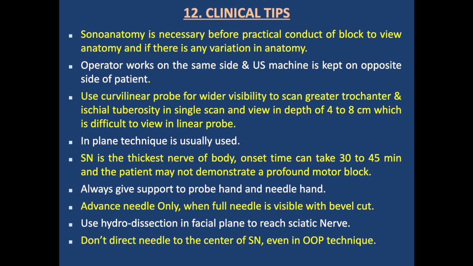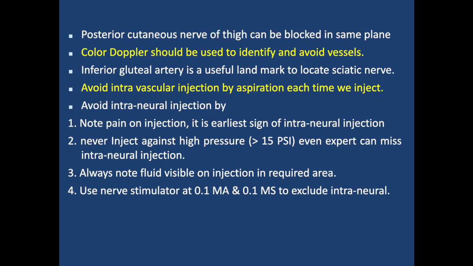We use hydrodissection to reach the fascial plane to reach the sciatic nerve. We don't direct the needle to the center of the sciatic nerve even in out-of-plane technique. The posterior cutaneous nerve of thigh can be blocked in the same plane. Color Doppler should be used to identify and avoid vessels. The inferior gluteal artery is a useful landmark to locate the sciatic nerve.